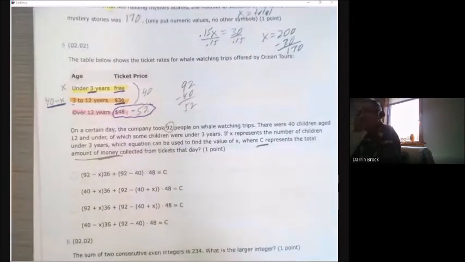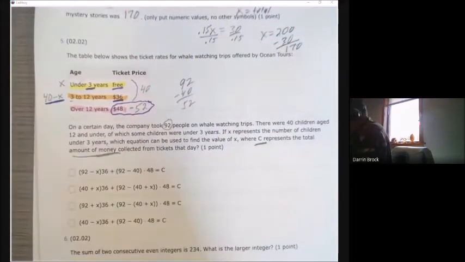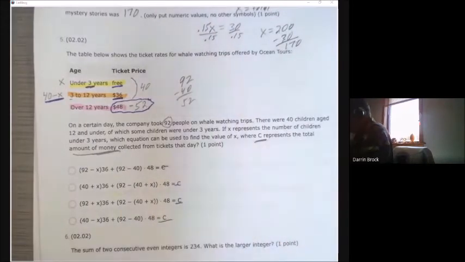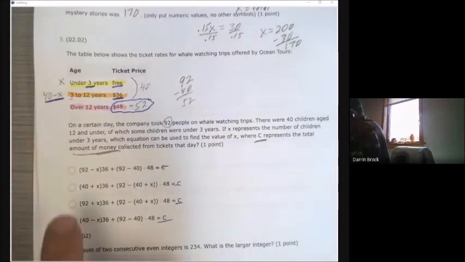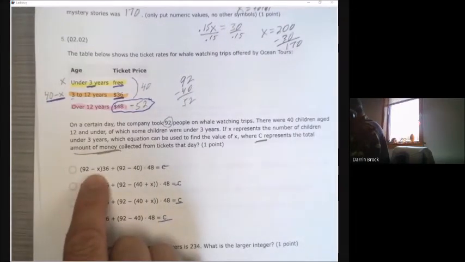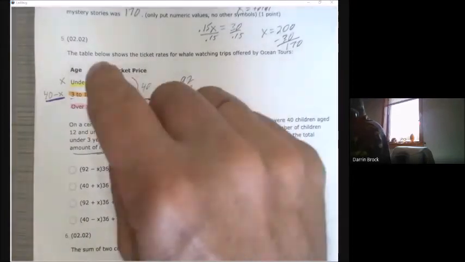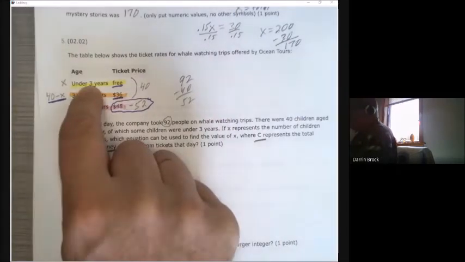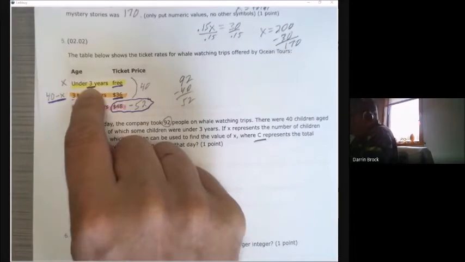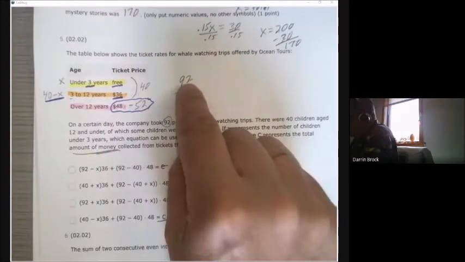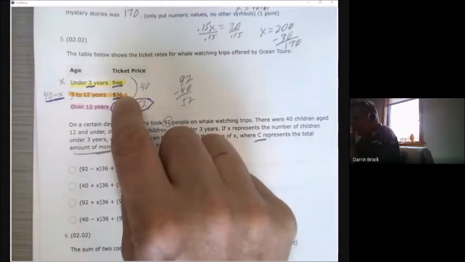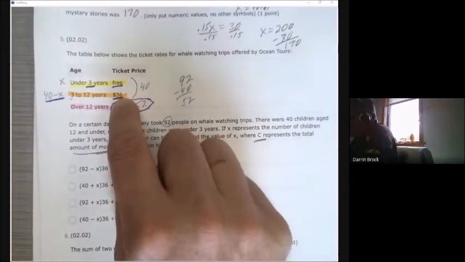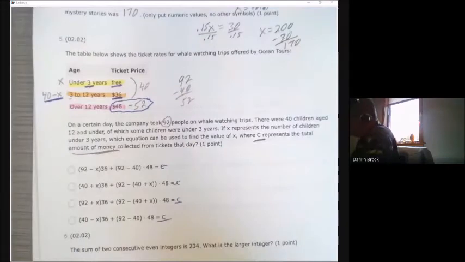So let's look at the equations they give us and see which one makes sense. They all equal the total money collected, so we don't have to worry about that side. They're all equaling the total money. So this is 92 minus X. What would be 92 minus X? The total number of people minus the children under 3, times $36. Well, that's not going to be accurate. Let's just put a number there and pretend there's 10 kids under 3. Well, that means with this equation, 82 people get charged $36. We know that's not right because there's not 82 children between 3 and 12. So there's something wrong right there.